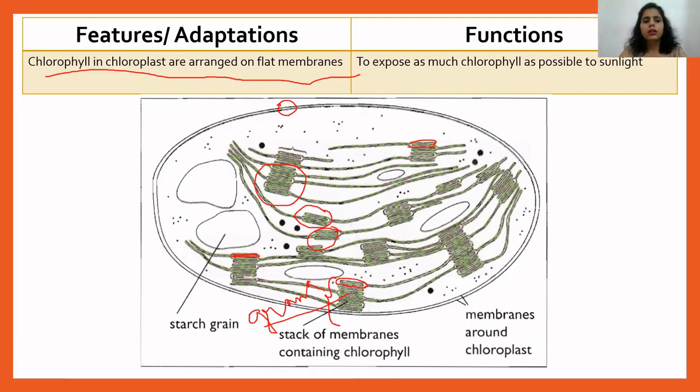So chlorophyll is present inside the chloroplast on these flat membranes, on the walls of these flat membranes. When sunlight falls on the chloroplast, the chlorophyll present on these flat membranes is able to absorb sunlight. Understood? So the presence of chlorophyll in the chloroplast on these flat membranes helps in absorbing the maximum amount of sunlight.